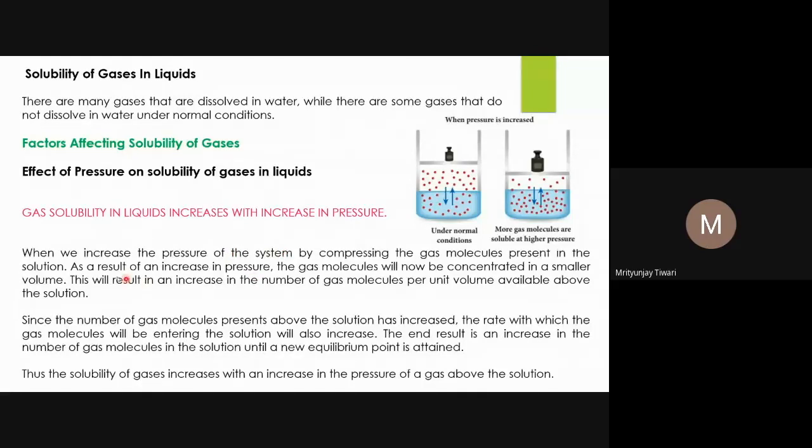So as a result of an increase in pressure, the gas molecules will now be concentrated in a smaller volume. This will result in an increase in the number of gas molecules per unit volume available above the solution. This I have already explained, I'm just reading it out once again. Since the number of gas molecules present above the solution has increased, the rate with which the gas molecules will be entering the solution will also increase. Why it will increase is the same thing, because the equilibrium is disturbed.